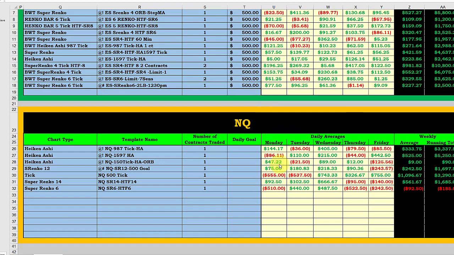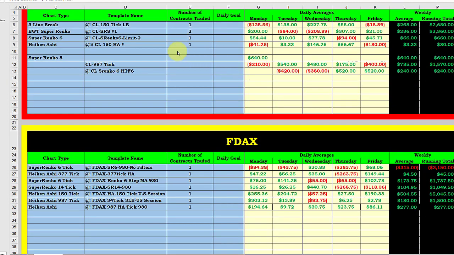Okay, just want to come back to our spreadsheet here. So the top performing chart on the NASDAQ, the 1597 Heikin-Ashi, and what looks like to be coming up is this 500 tick chart, and then also the 987 on the NASDAQ looking pretty good. And also the Superenco 14, which I haven't been plotting that long, and I showed that earlier. Okay, for the crude oil, it is definitely the 150 tick line break and the crude oil Superenco 8 tick are the best performers.